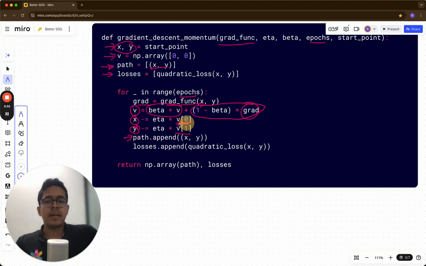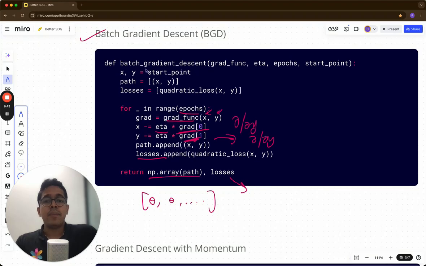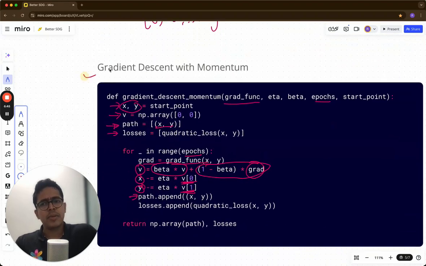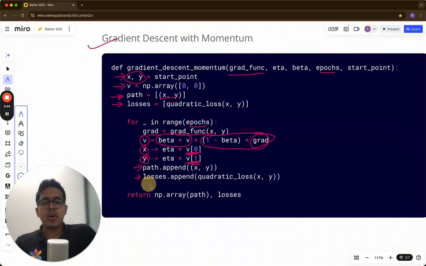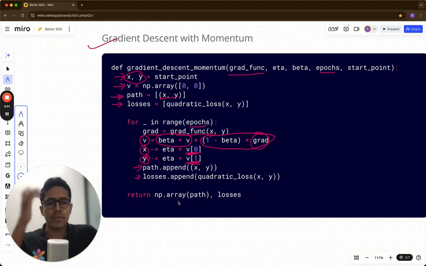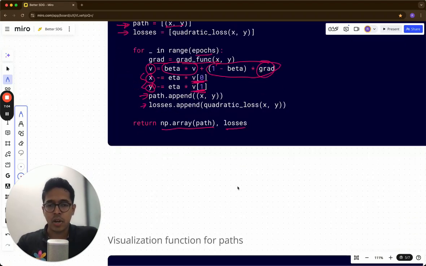This is momentum in the x direction and this is momentum in the y direction. Previously we were looking at grad of 0 and grad of 1 for the batch gradient descent. So that's the only difference between batch gradient descent and momentum gradient descent. And then obviously we append the losses so that we can plot the loss as a function of epochs. Then we return the path, which means the parameters x and y for time step 1, time step 2, etc. as a single array, and we also return the losses.